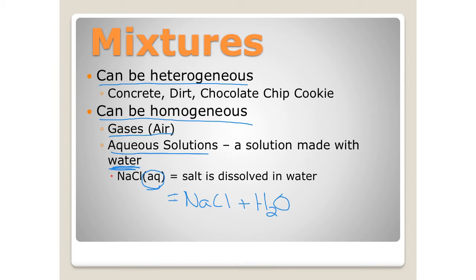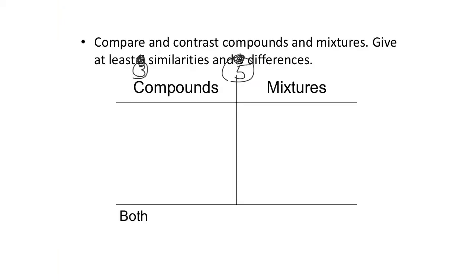Some heterogeneous mixtures would be a chocolate chip cookie. You can see the chocolate chips, you can see the dough, and it's not going to be in there uniformly throughout. All right, just like in the last video, I would like you to pause this and come up with some similarities and some differences between our compounds and our mixtures.